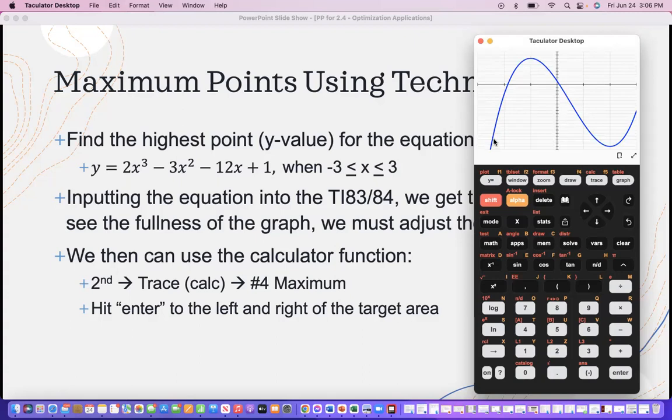What we were looking for is the highest local point. Now we know that this continues to go up, and that's why they've limited us between -3 and +3. We know that locally, this would be the highest point.